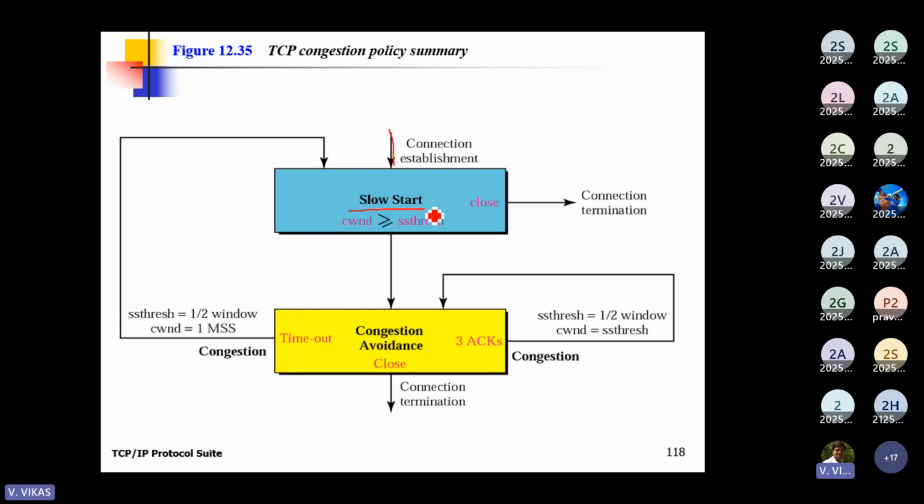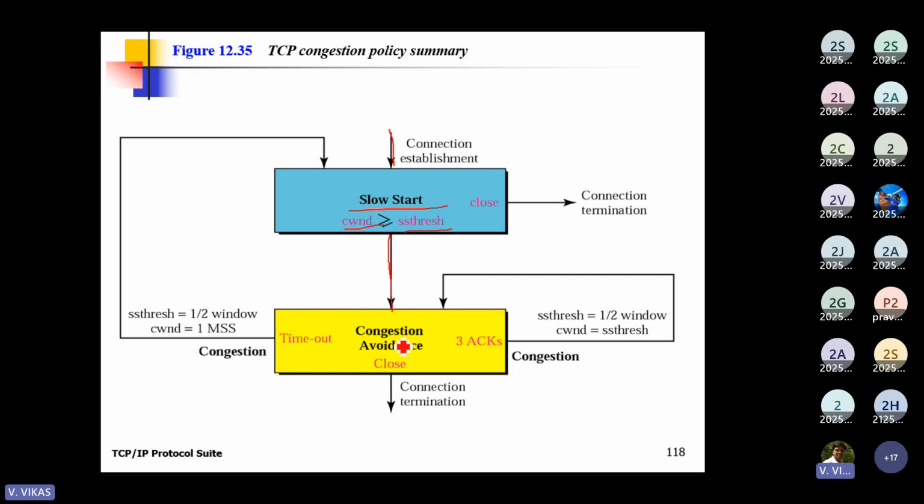Okay, we are in the slow start phase, wherein we keep checking if the congestion window size is less than or equal to the slow start threshold. In case your congestion window size is less than the slow start threshold, we stay in that state. But whenever you cross that value, you move into the congestion avoidance state.